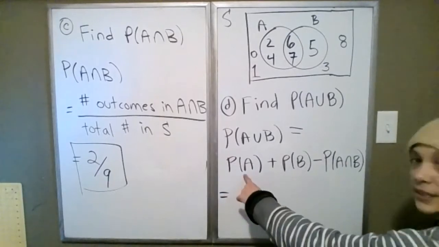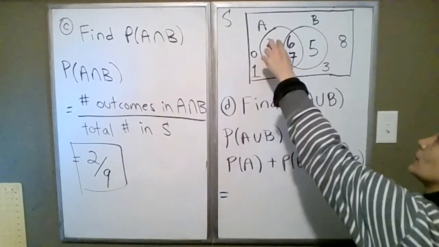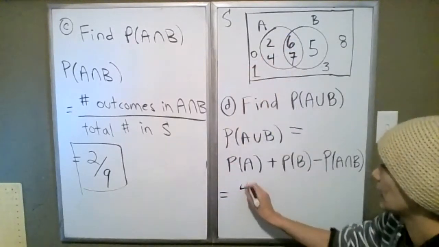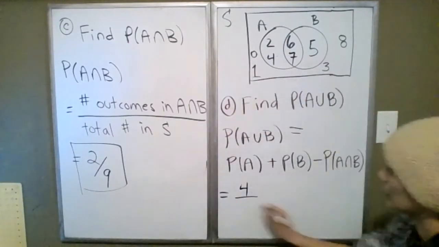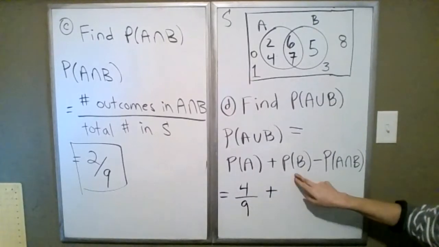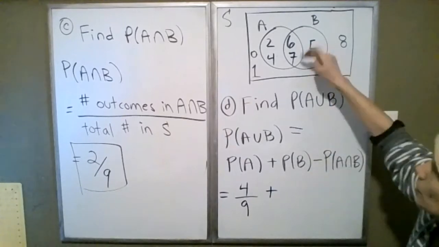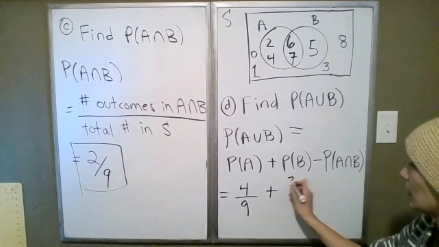For this one, you find the number of outcomes in A, put it over the total, which there's 1, 2, 3, 4 in that set, 4 outcomes in that set, and there were 9 total. Probability of B, you find how many outcomes are in B, which is 1, 2, 3 outcomes, put it over the total.